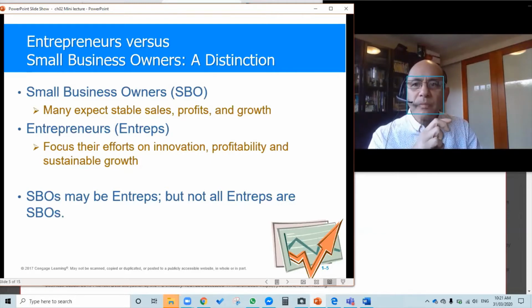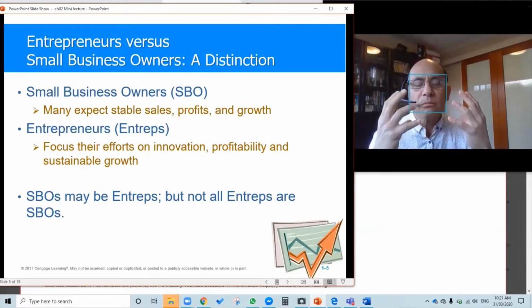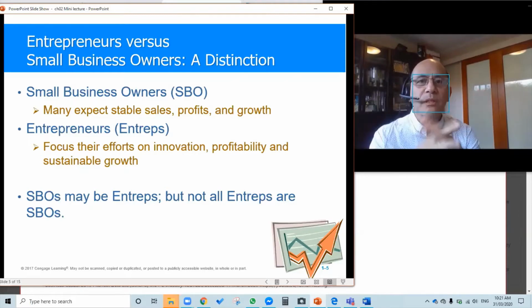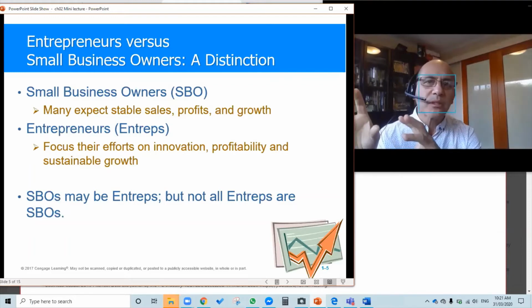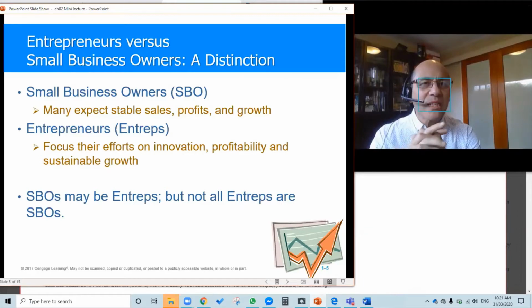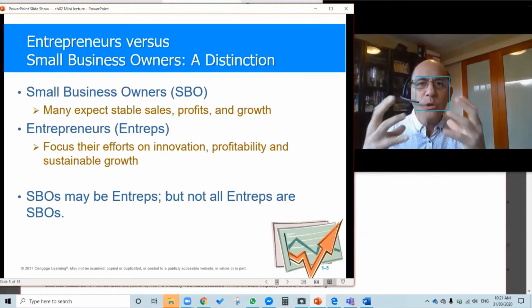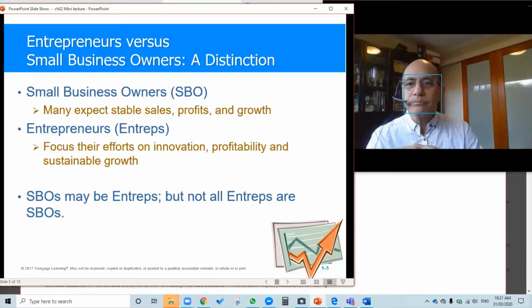So small business owners can be an entrepreneur. Right? I mean, if you're starting a new business and you're thinking of something very innovative, then you are an entrepreneur. However, if you're starting a business and all you're doing is copying somebody else's business, then technically you're not really hewing to the entrepreneurial spirit. So as I said here, SBOs or small business owners may be entrepreneurs, but not all entrepreneurs are small business owners.